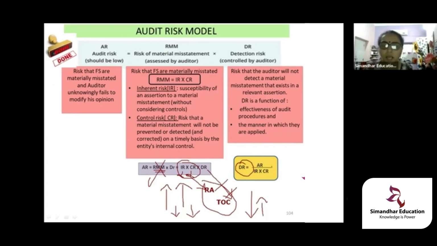Now, what if one of these is less and the other is more? Then what should the auditor do? You can't always say decrease. No. He has to see the combined impact. See, one is less, one is more. But together, is it high or low? See, there is nothing as just high or low. There could be something in between.